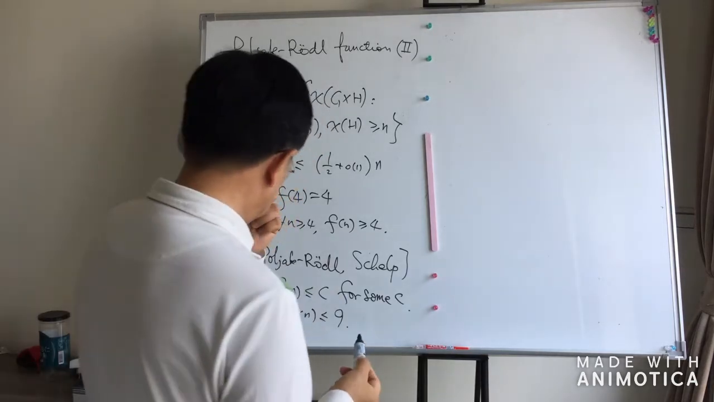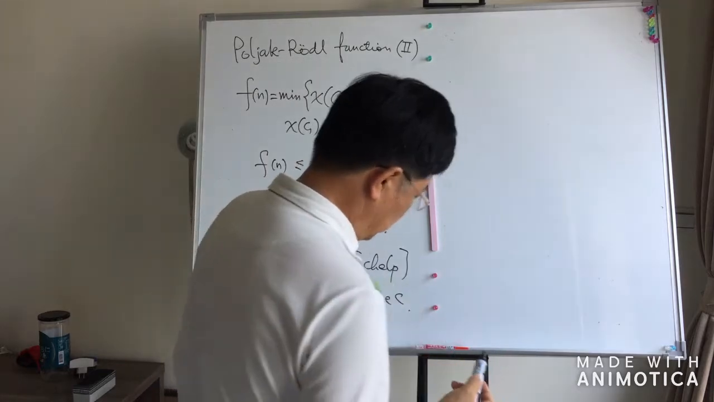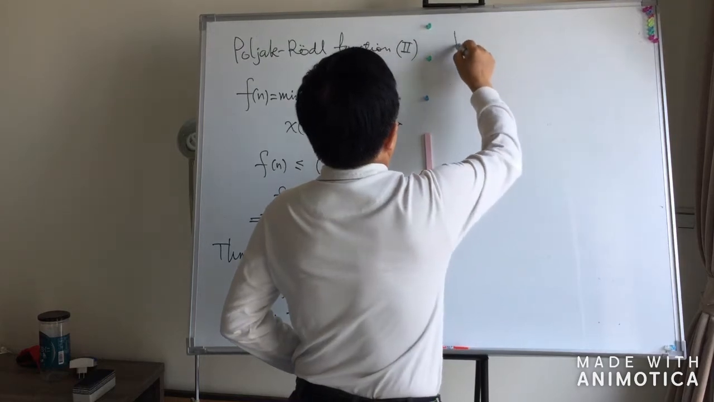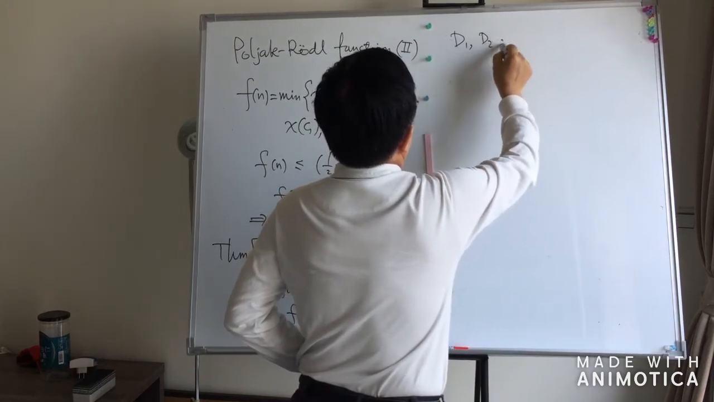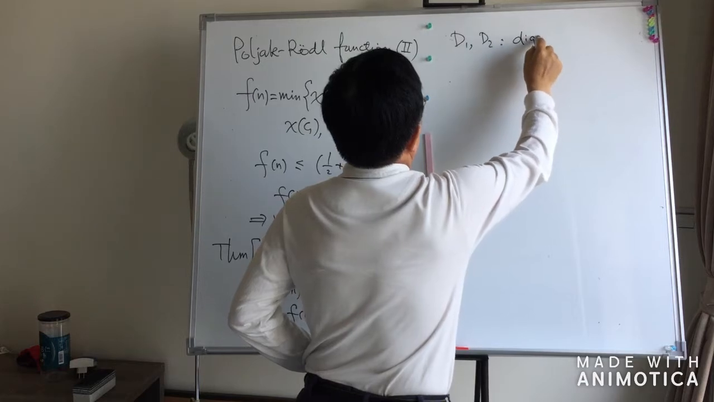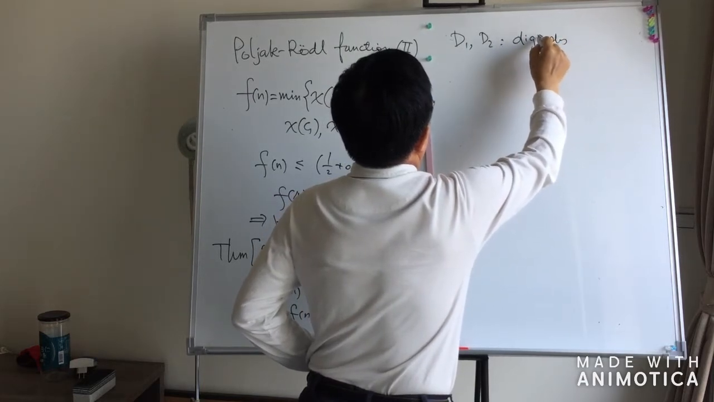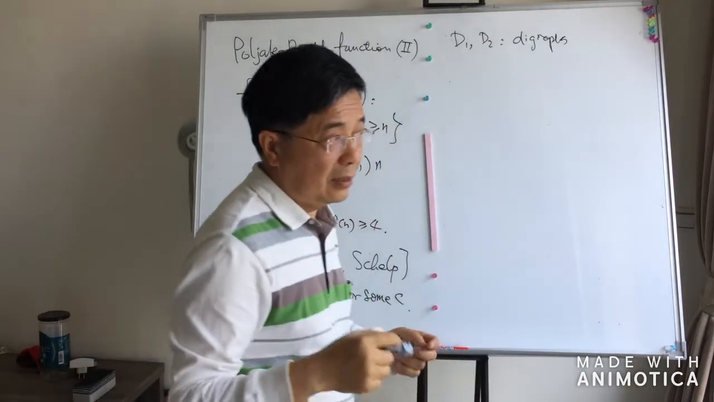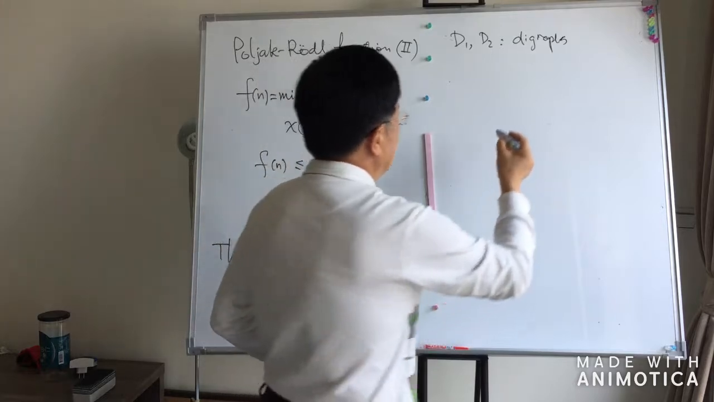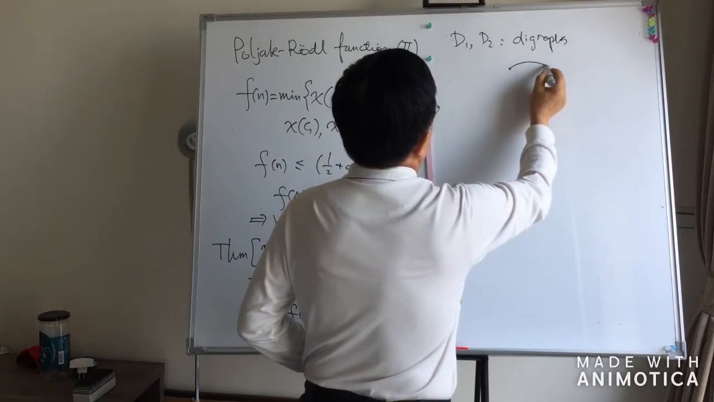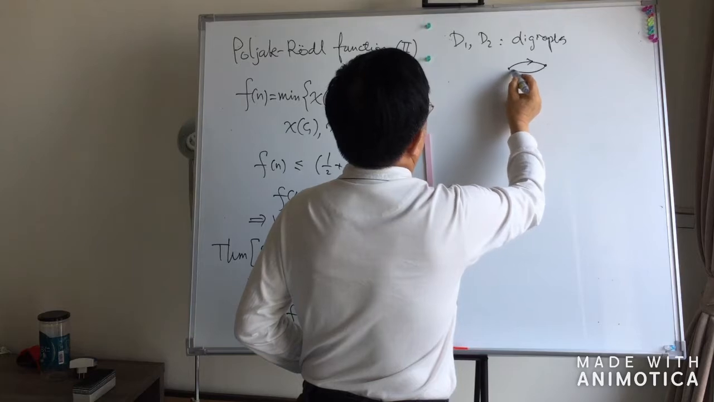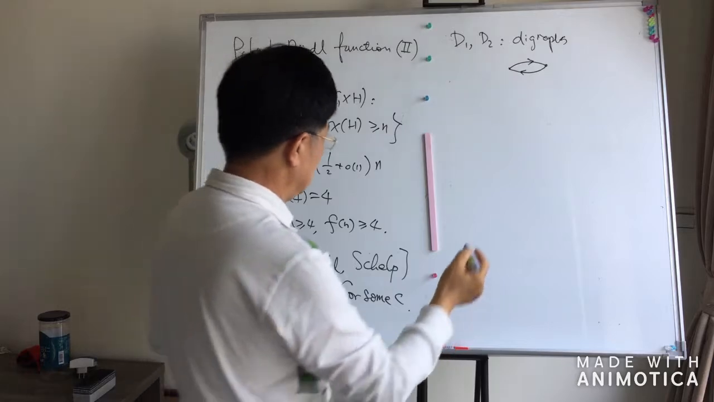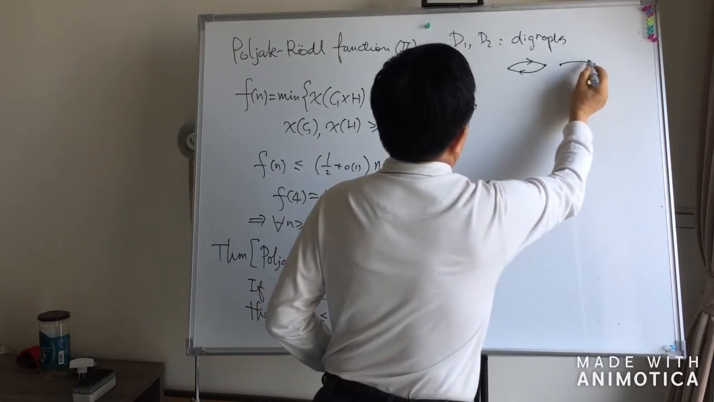To prove this theorem, we need to go to the product of directed graphs. So suppose D1, D2 are digraphs, directed graphs. For directed graphs, the edges have orientations, but we do not allow loops. So between two vertices, we could have opposite arcs, or just one arc is allowed.